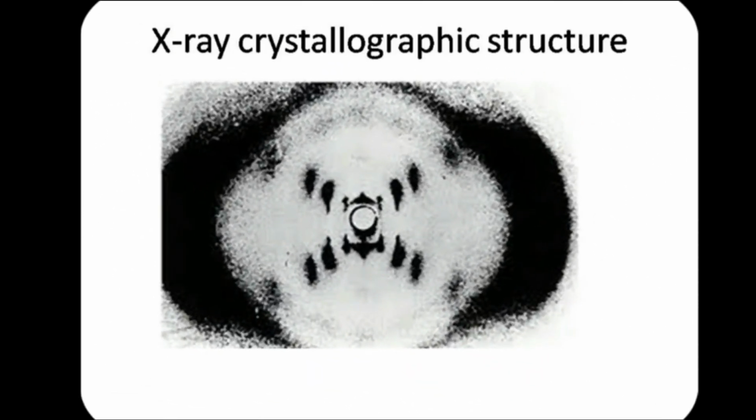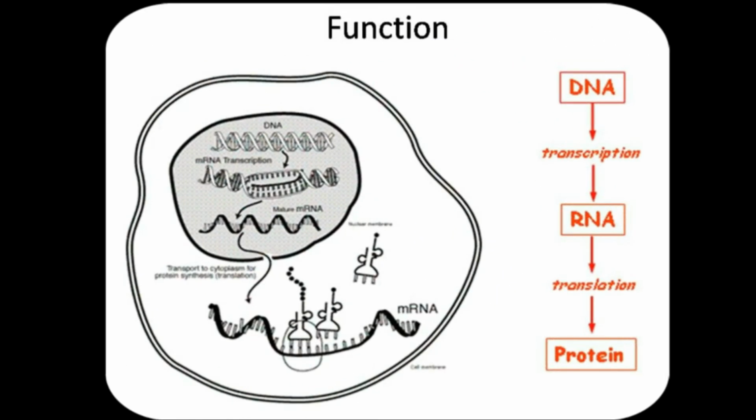After the structure was identified, the X-ray crystallographic structure was predicted by Watson and Crick. So this is the X-ray crystallographic structure of the DNA. After analyzing this structure, the DNA was found to be a double helix. Next slide.